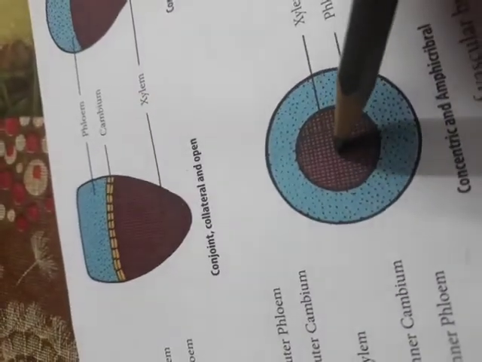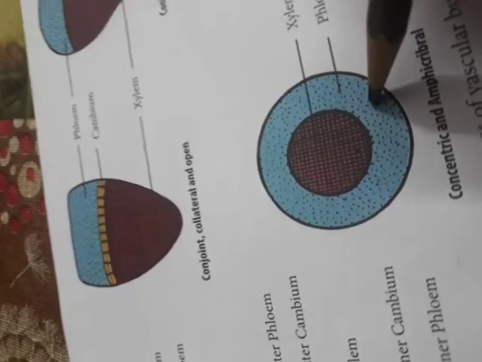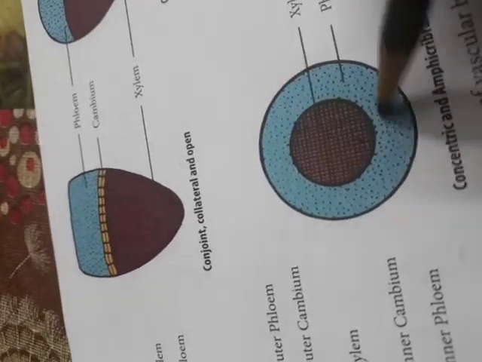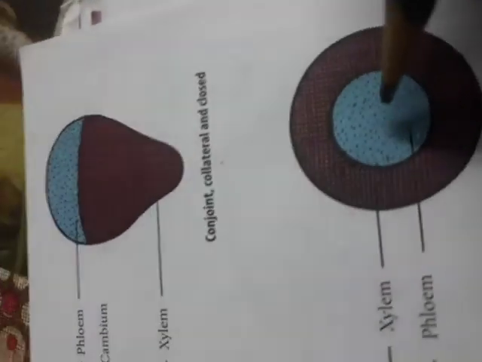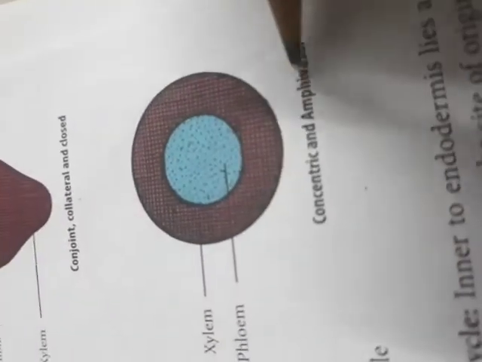Now next part. Third type is called concentric vascular bundle. Concentric vascular bundle is one in which, if the xylem is surrounded by phloem, it is called amphicribal. Xylem will be inside, surrounded by phloem. Just vice versa, if phloem is at the center and surrounded by xylem, it is called amphivasal.